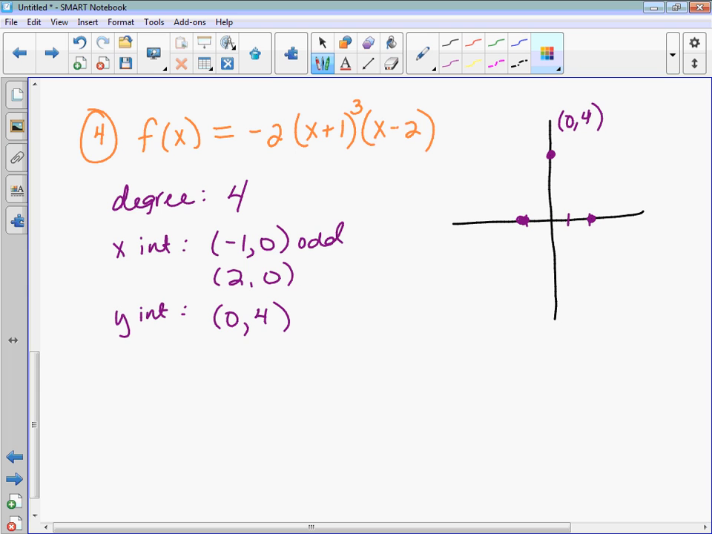Guys, do you have those 3 points? What are your ends doing on this one? Both go down, right? Did you say they're frowning? Yes. So I know I've got down and down. The only thing else I have to deal with then is the odd multiplicity. So what is happening at negative 1? Like squiggles, right? So you can't just go straight through. You've got to like make a little something. But that one should not be. That's terrible.